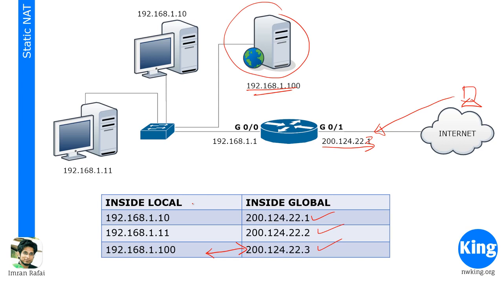But the downfall is you need to have 1:1. That means only one IP address can be mapped to one public IP address, right?